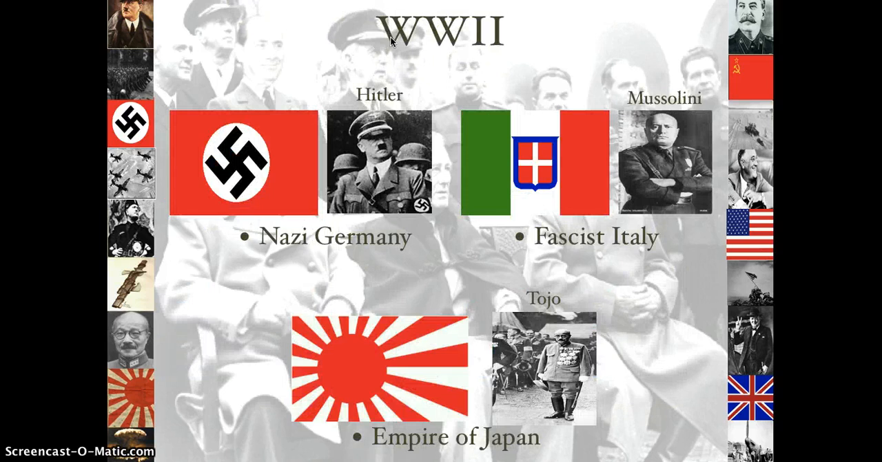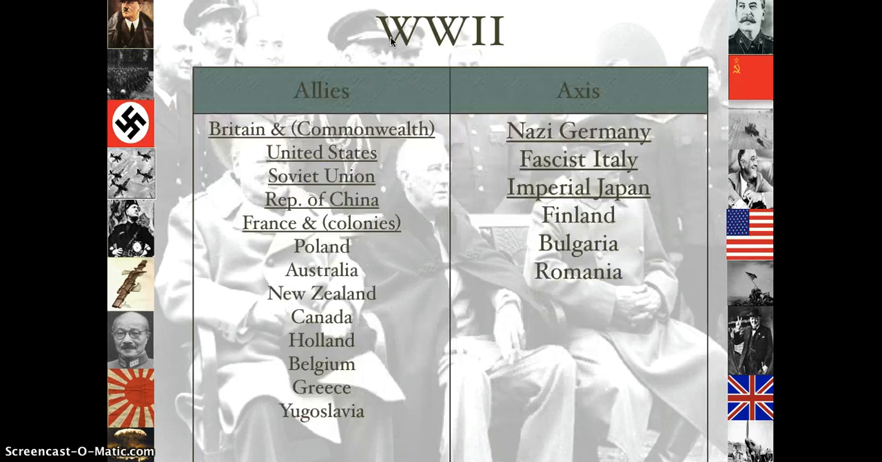And on the Axis side, most famous probably among all of these guys, Adolf Hitler will lead Nazi Germany. Benito Mussolini will lead fascist Italy, and Tojo is the Prime Minister of Japan, although he'll lose his job once the war starts to go south, but he helps plan and execute most of the war for the Empire of Japan.